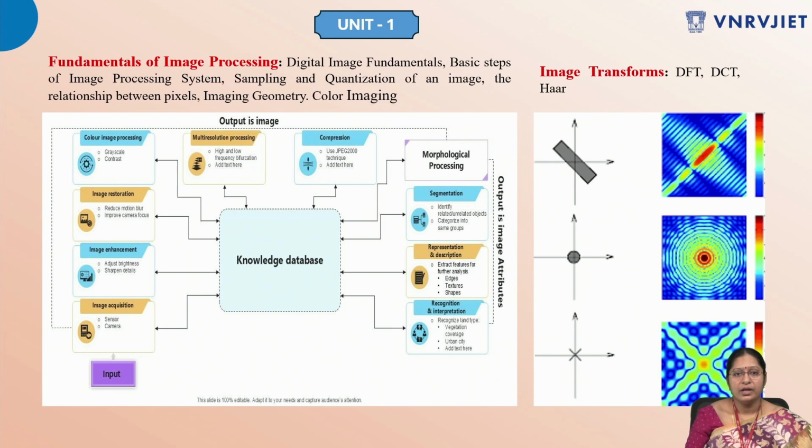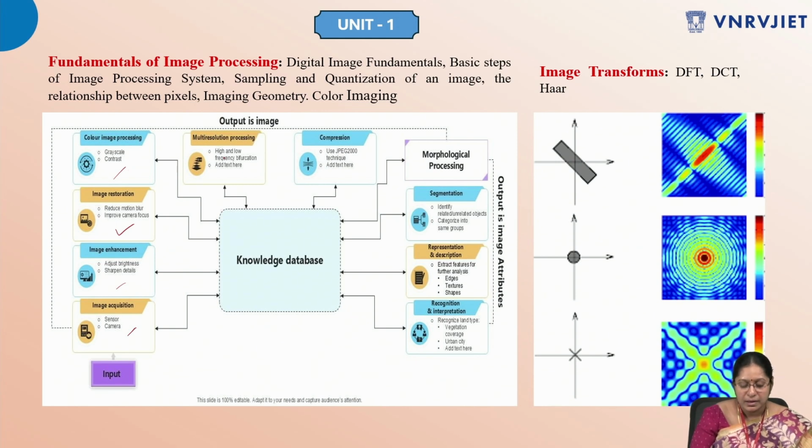Next, here we have the contents in Unit 1, Fundamentals of Image Processing. Basic steps of an image processing system, sampling and quantization of an image, the relationship between pixels, imaging geometry and color imaging. This is the first part in Unit 1. Here we have one example, image acquisition. And next, image enhancement. Here we are using adjustment of brightness, sharpness, details, etc. And next, image restoration. Reduce the motion blur and improve the camera focusing. And next, color image processing. It has grayscale and contrast.